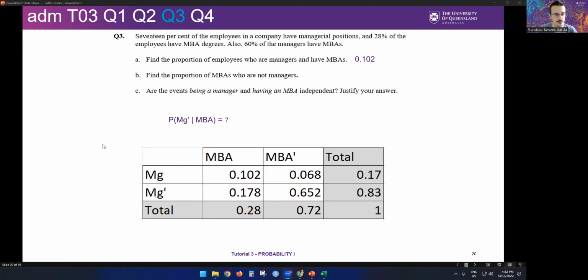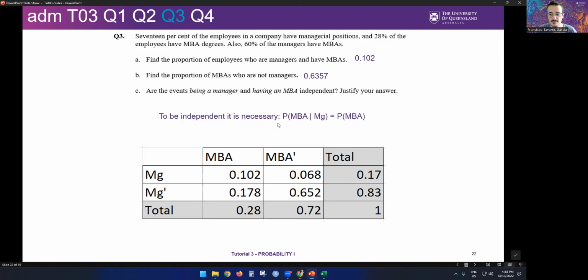Also, good job there. You guys are saying the same thing. Very good. So let me see what I put on the slide. So the proportion of not being a manager and having an MBA, 0.178, divided by the total of MBA, which is the probability of having an MBA, 0.28.